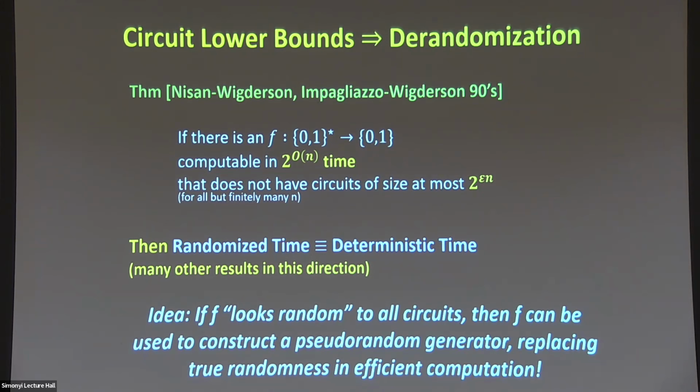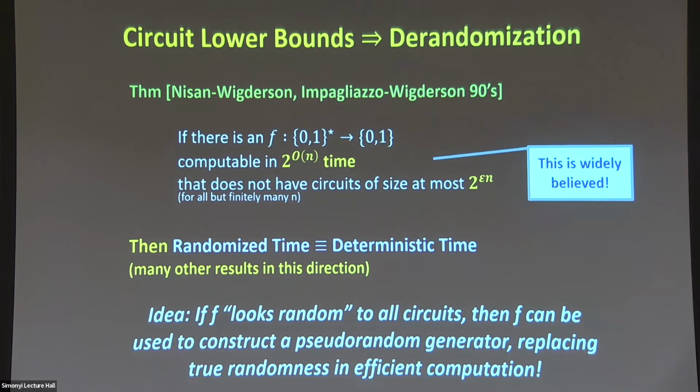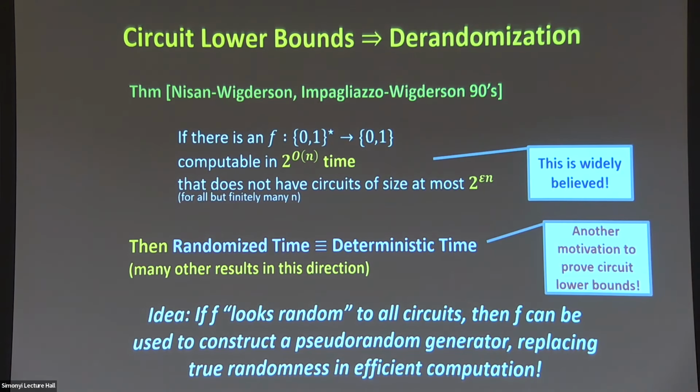The high-level idea is that if a function looks random to all circuits, then you can use it to construct a pseudo-random generator, where you replace the true randomness in efficient computation with the output of this deterministic function. This hypothesis is widely believed, and it's yet another motivation to prove circuit lower bounds. There are others, but this is one that you should be aware of, for sure.